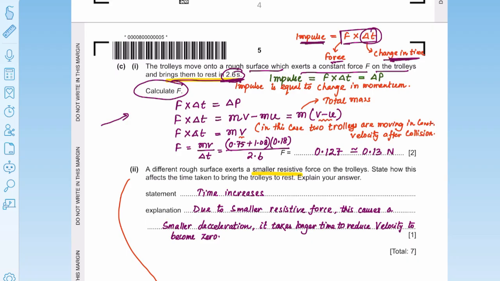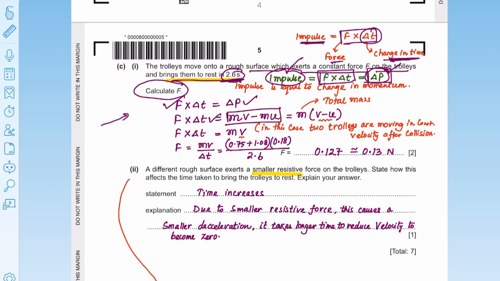Do you get it? There is one more formula: impulse is equal to change in momentum as well. Are you getting what I'm trying to say? So impulse equals momentum change, and I can say F times change in time equals change in momentum. I've written here F times delta t equals delta P. So F times delta t equals change in momentum, which will be mv minus mu.